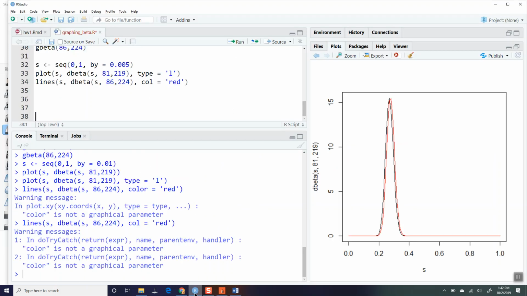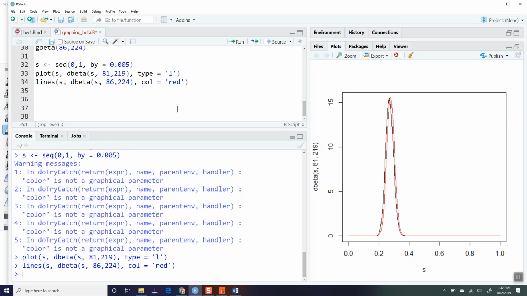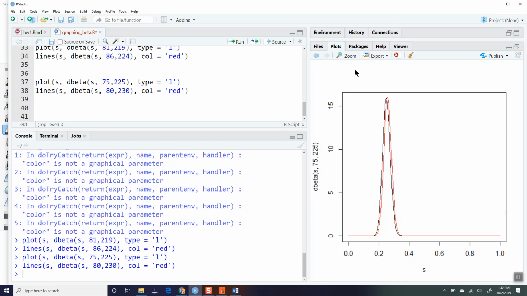Okay, so what does that look like? Here, let me delete this. So here we've got this, this, and this. This is one where we had one prior distribution, and let me just show you the other one. We're going to start off with 75, 225, and now I'm going to go to 80 and 230. So this is a new plot. The difference is that in one, the most likely batting average is around 0.27, and over on this side, the most likely batting average is around 0.25.